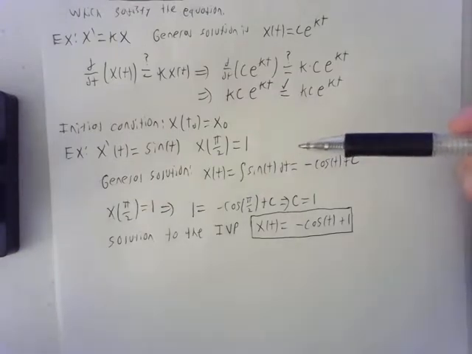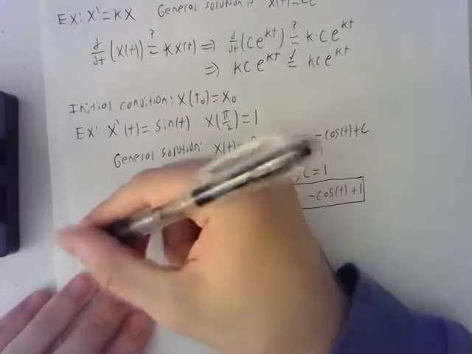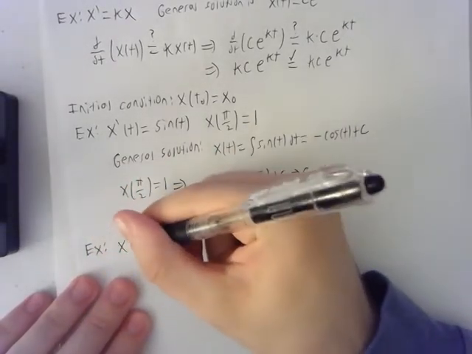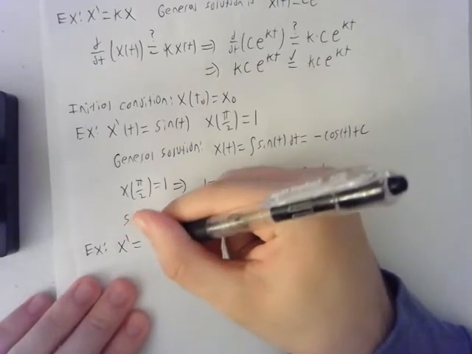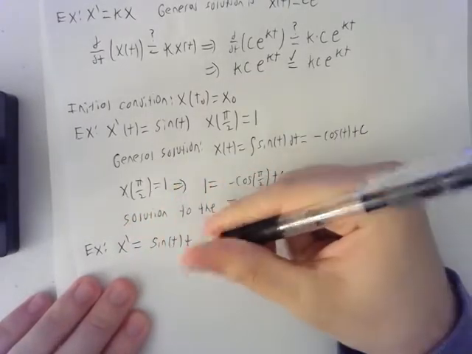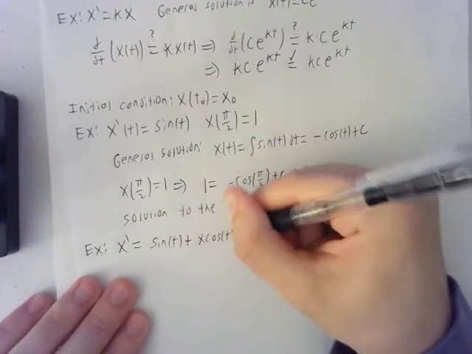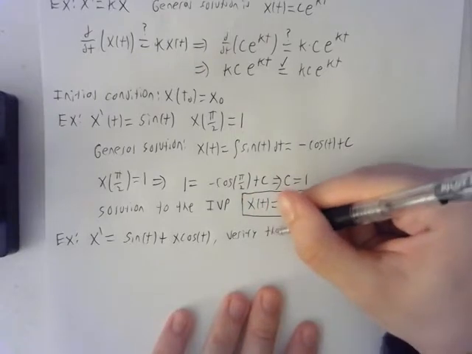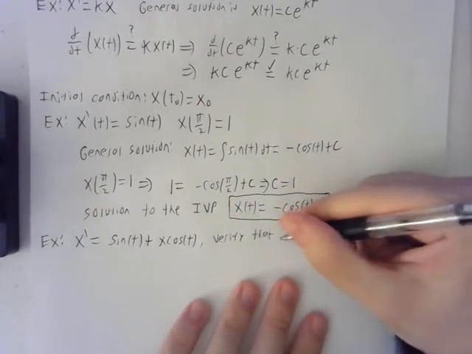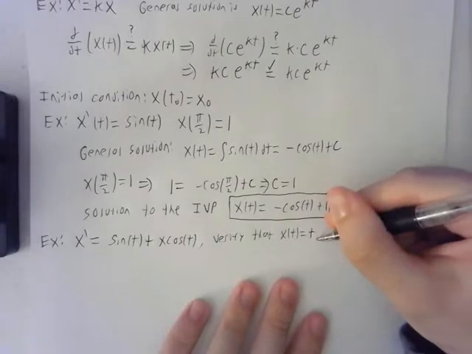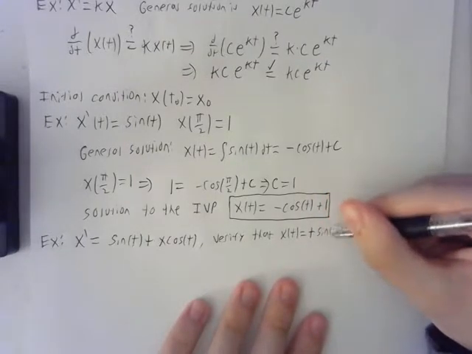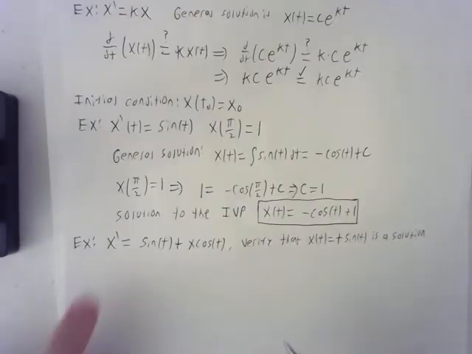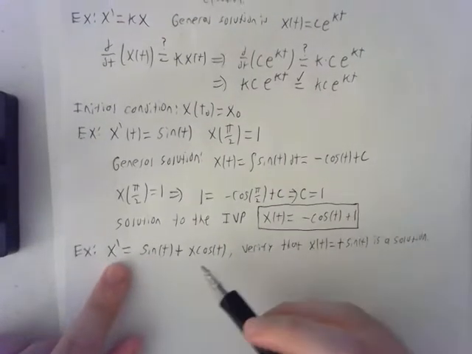So these are really the only two types of equations that I expect you to be able to solve by hand. What I do expect is if I give you some equation, you can verify if something is a solution or not. So for example, let's suppose I give you the equation x prime equals sine of t plus x cosine of t. And I want to verify that x of t equals t sine of t is a solution. Well, we have to plug this equation in over here.